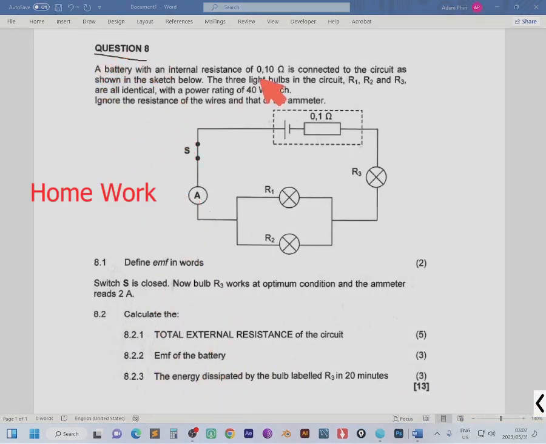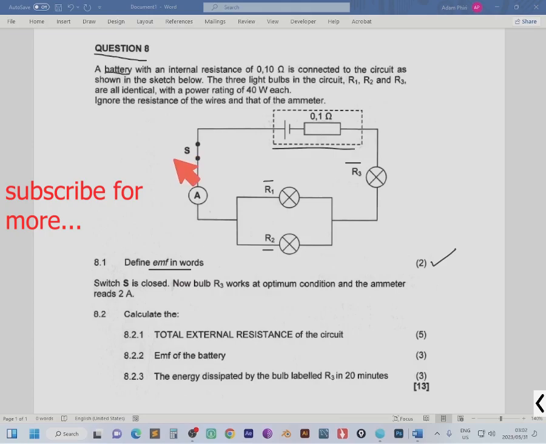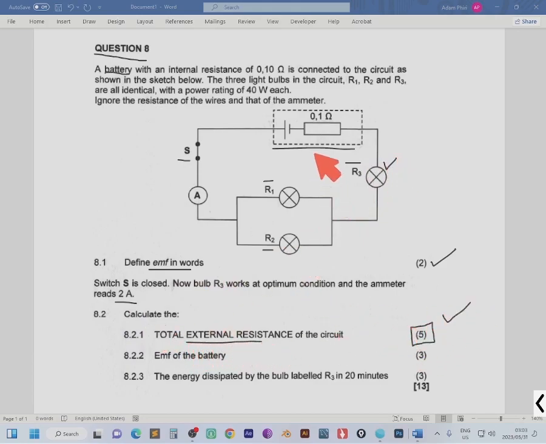So let's come back to the homework. This is your homework. You have this problem there. You have the internal resistance there, 0.1. You have 3 resistors that are equal. You have to define amp, and then you have switch 1 there. Then you follow the instructions. You've got current given there, which is the ammeter reading right now. So you have ammeter reading R3, there's 2 ampere. Then you have to find the energy dissipated in 20 minutes. Also on 8.2.2. So that's your homework.